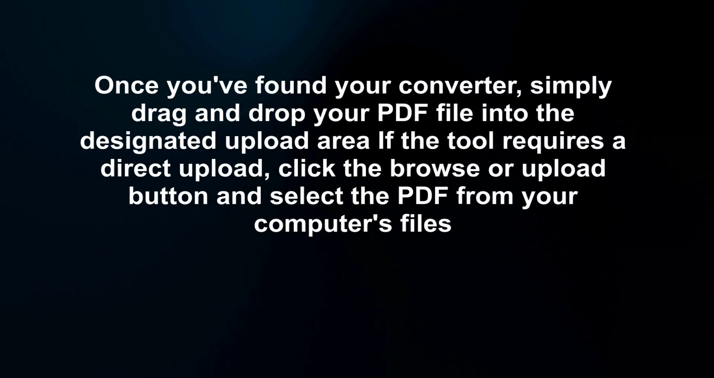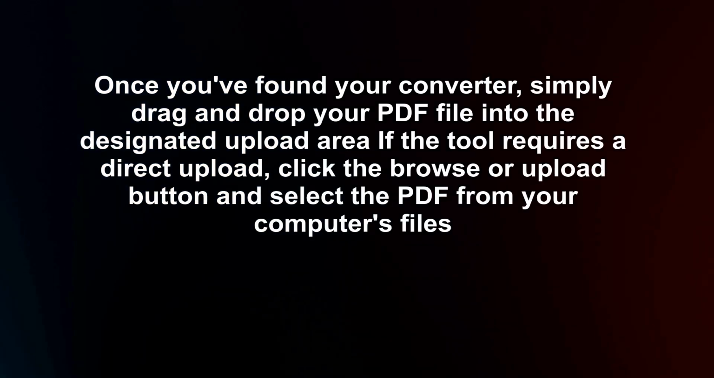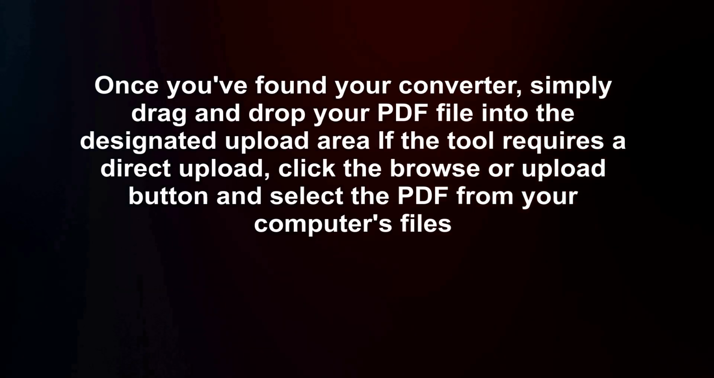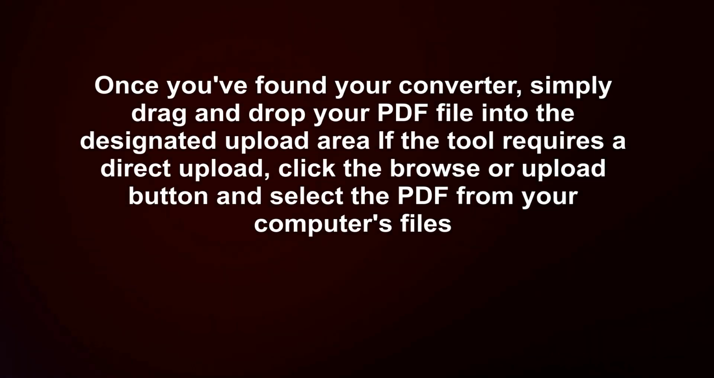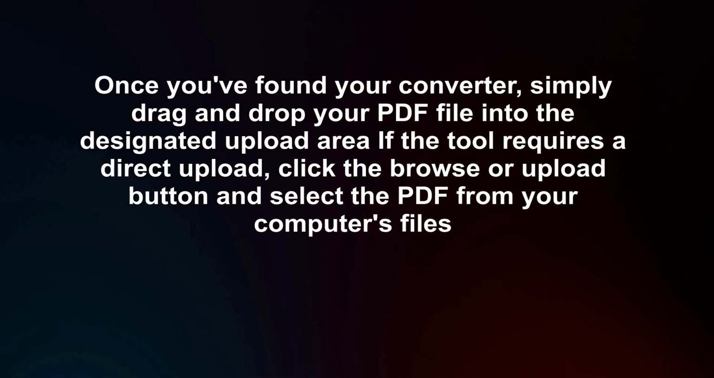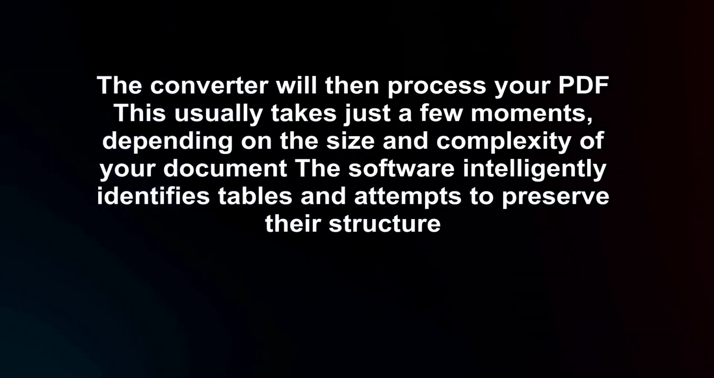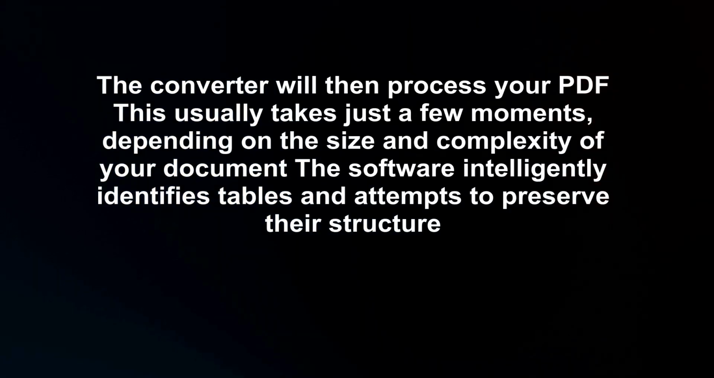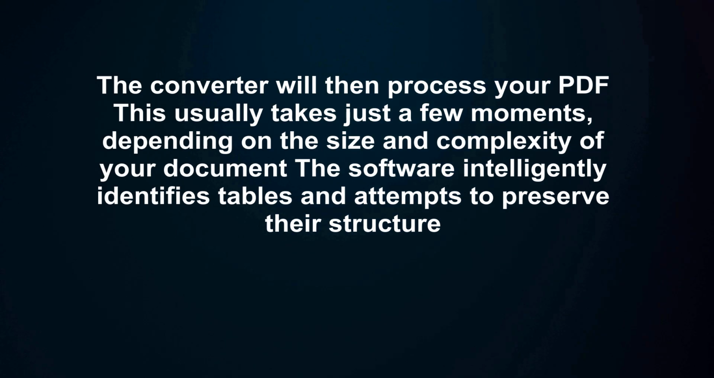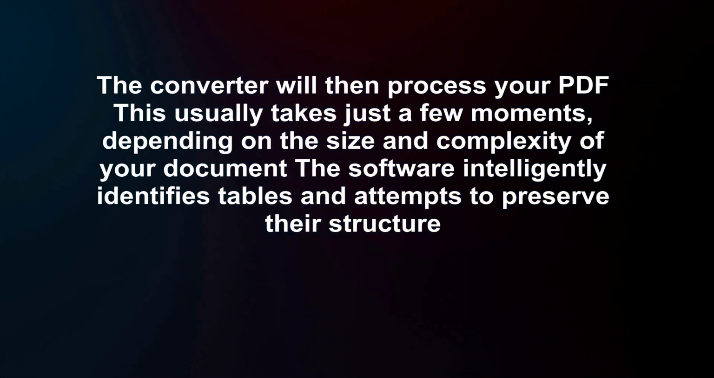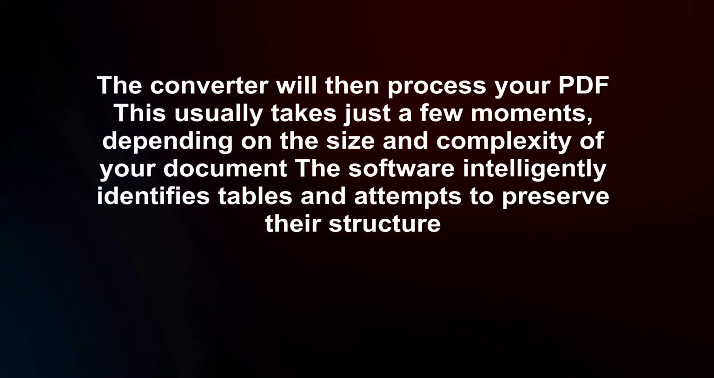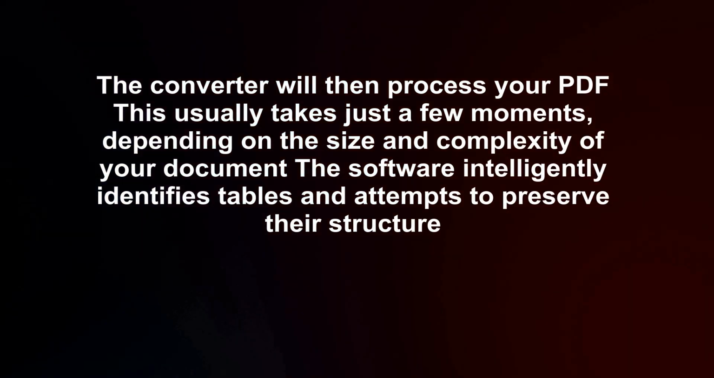Once you've found your converter, simply drag and drop your PDF file into the designated upload area. If the tool requires a direct upload, click the Browse or Upload button and select the PDF from your computer's files. The converter will then process your PDF. This usually takes just a few moments. Depending on the size and complexity of your document, the software intelligently identifies tables and attempts to preserve their structure.